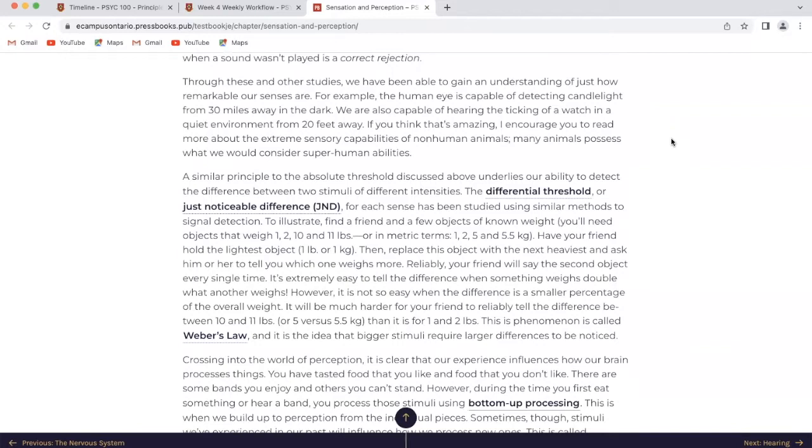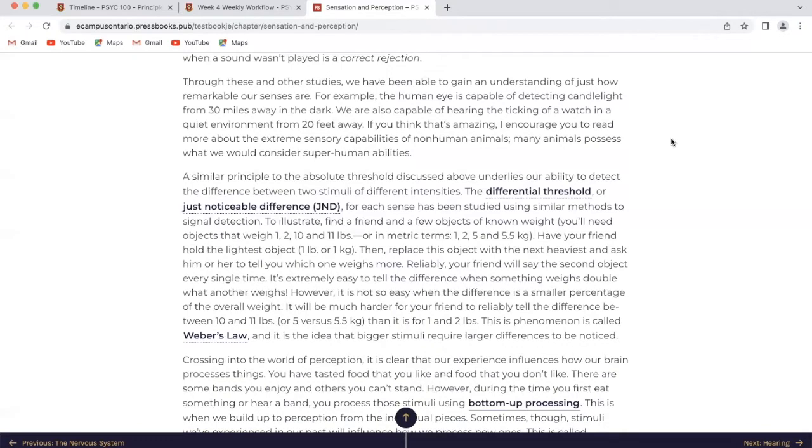For example, the human eye is capable of detecting candlelight from 30 miles away in the dark. We're also capable of hearing the ticking of a watch in a quiet environment from 20 feet away. If you think that's amazing, I encourage you to read more about the extreme sensory capabilities of non-human animals. Many animals possess what we would consider superhuman abilities.